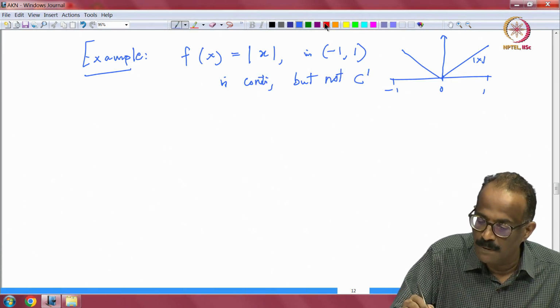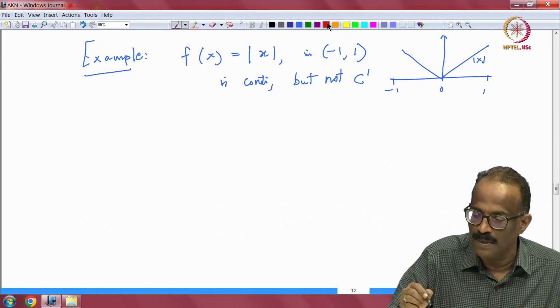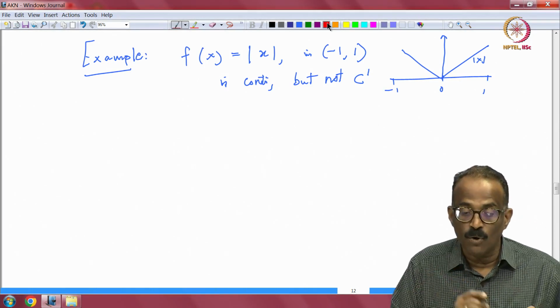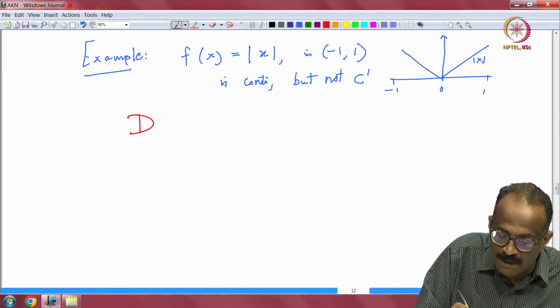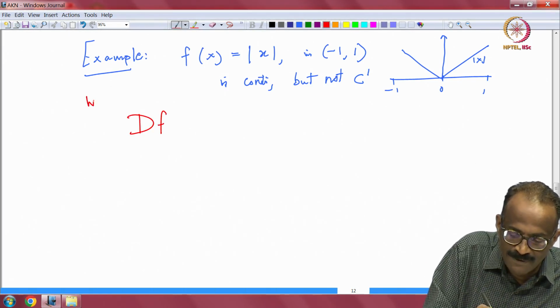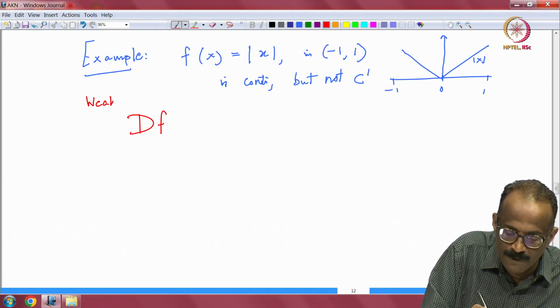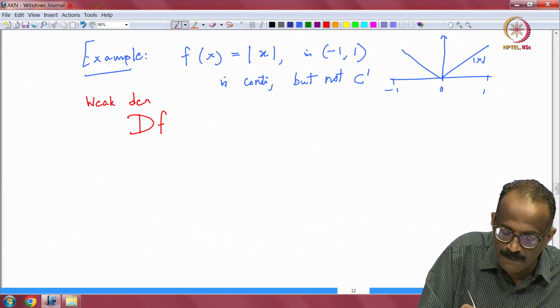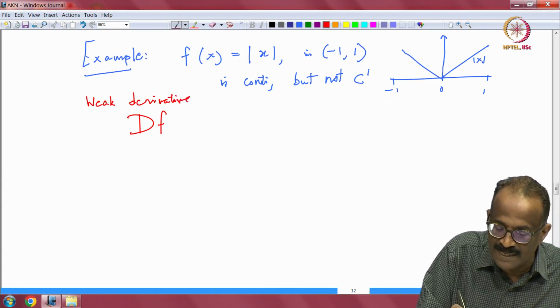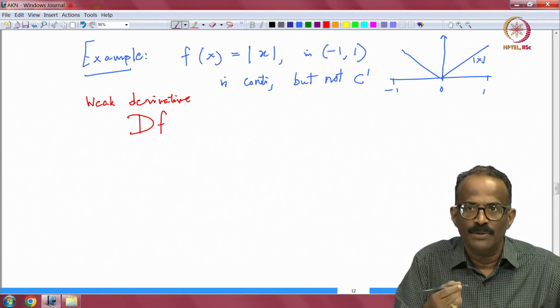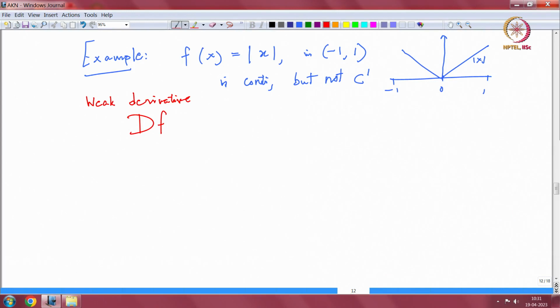Okay. So, let me go to the other color, maybe better. So, it is not C1. So, what is your weak derivative? So, your df is the weak derivative. These concepts are new, as I said, it may take time, but you try to get used to it.